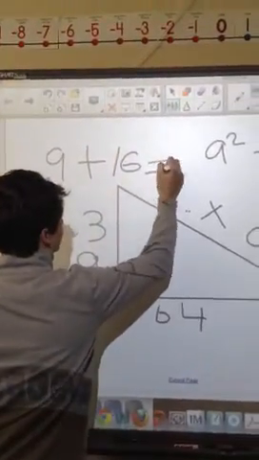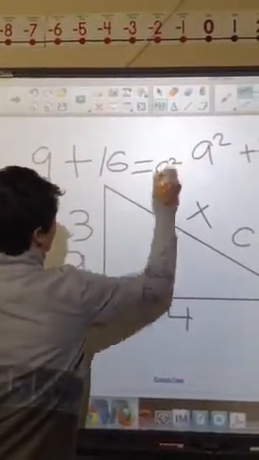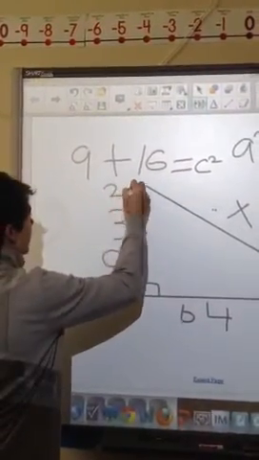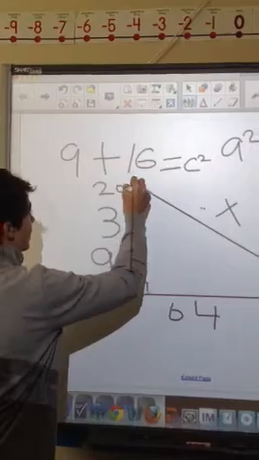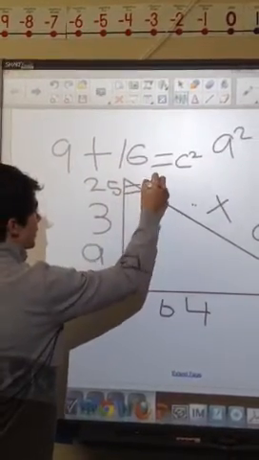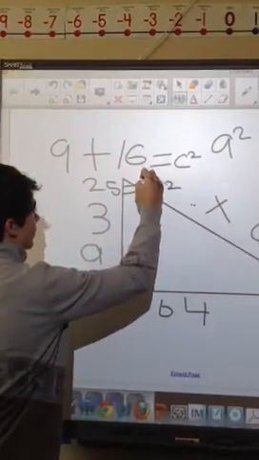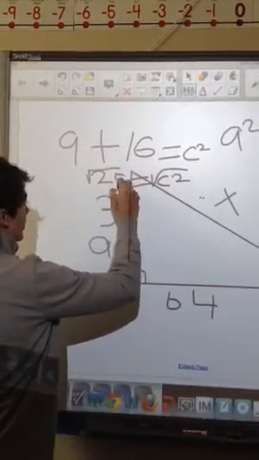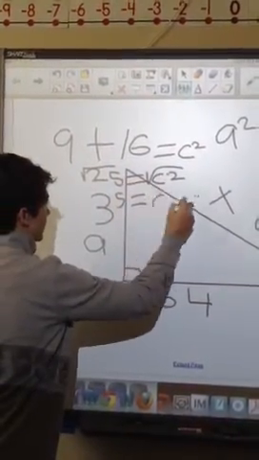equals C squared. And the way to find C would be you would add these two together, which you get 25, and then equals C squared. And you take the square root of both sides, equals 5 equals C. Why are you doing that?